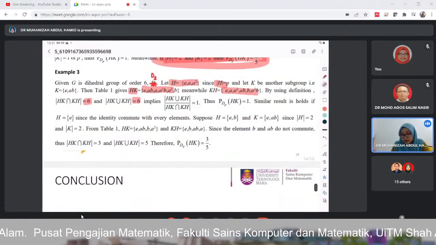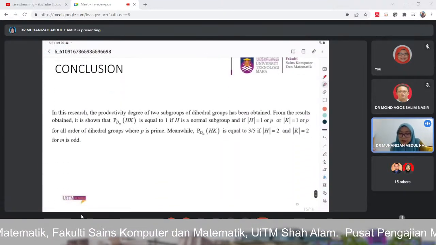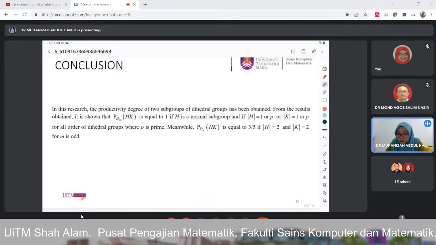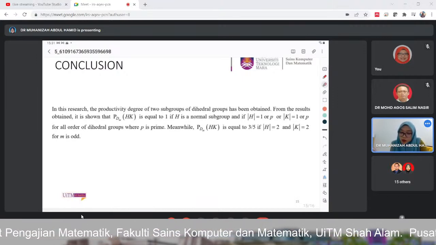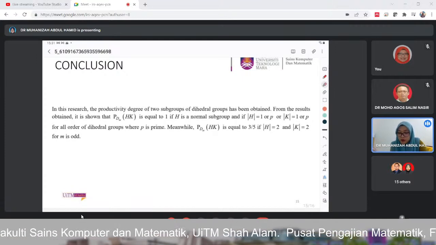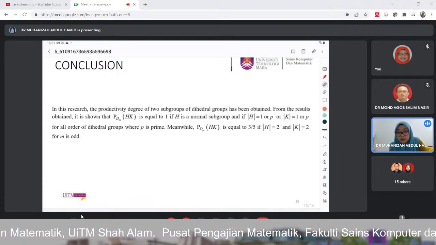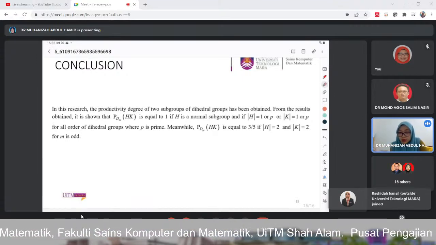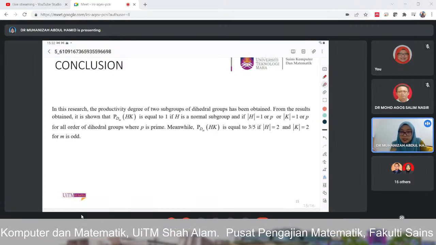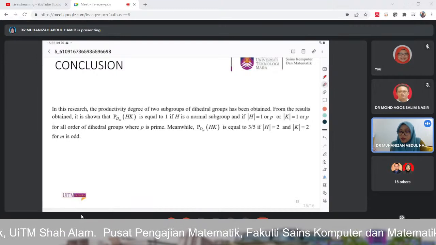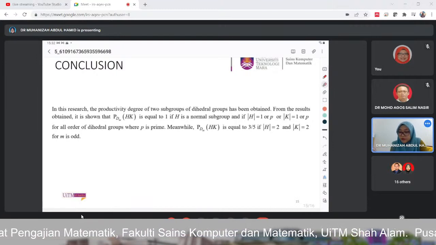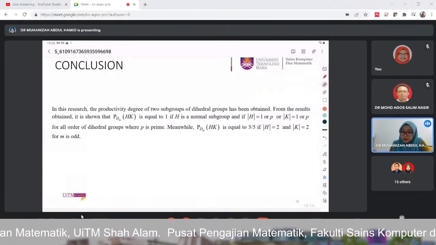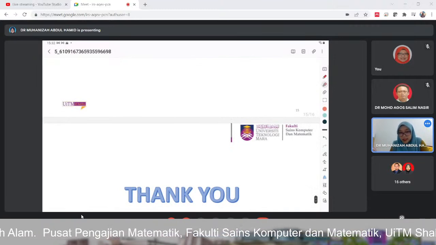Okay, so I think that's for the conclusion. In this research, the commutativity degree of two subgroups has been obtained for dihedral groups. From the result, we have shown that the probability is equal to 1 if H is a normal subgroup, and if the order of either H or K is equal to 1 or p, for the case p is prime. The probability is equal to 3/5 if the order of H and K is equal to 2, for the case n is odd. Okay, that is all from me. Thank you.